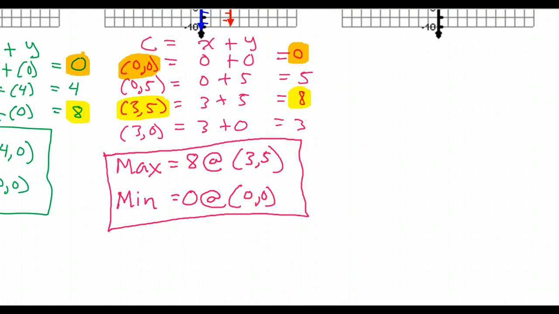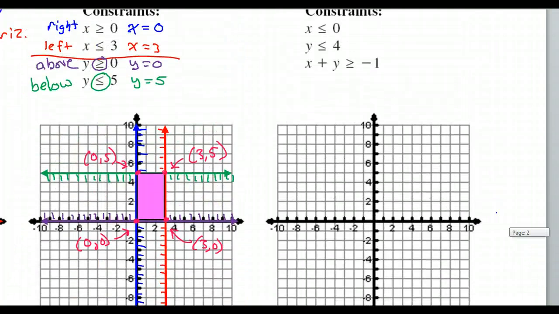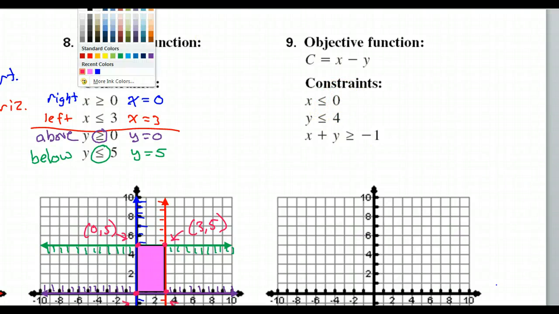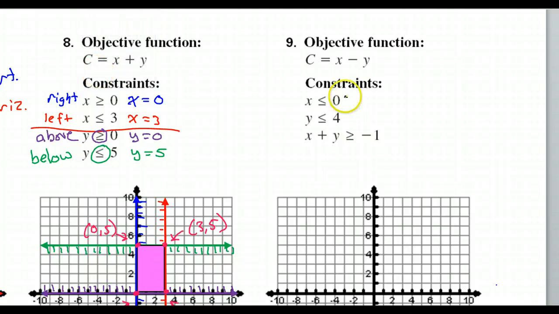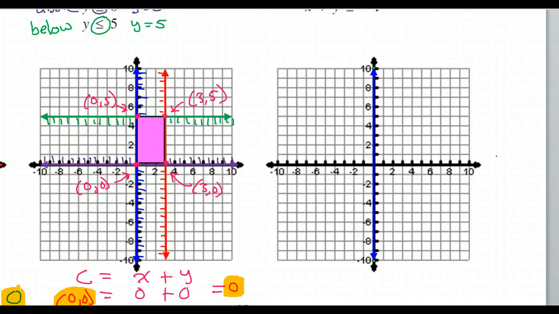Okay, alright, we need to do that one more time. For problem number 9. When I look at this, I think x equals 0. That is a vertical line at 0, which is basically the y-axis. I don't know why I said basically. It is the y-axis.